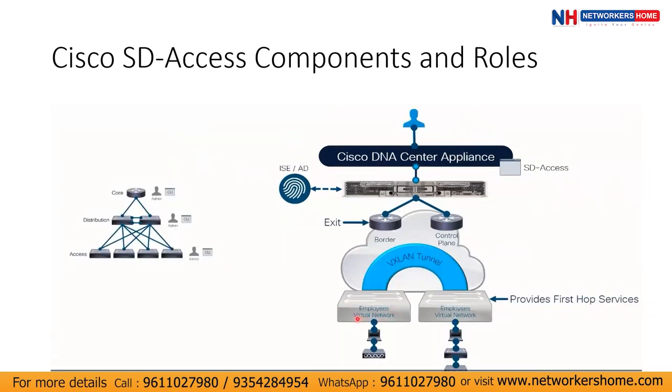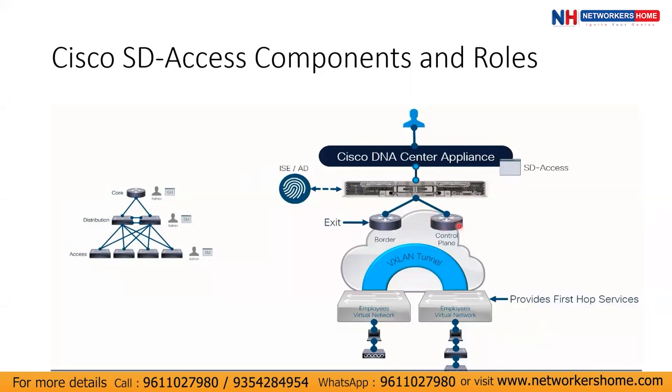Now, you can see the fabric edge node, the node on which the encapsulation happens. That means the VXLAN tunnel is created. So it provides the first hop services, and the exit. Whenever any user wants to exit from the fabric, because fabric generally means you have your internal network, right? That means you are part of the fabric. But when a user wants to communicate to the internet, then it has to go via the border, and the border has the capacity to forward the traffic to the internet or out of the organization.